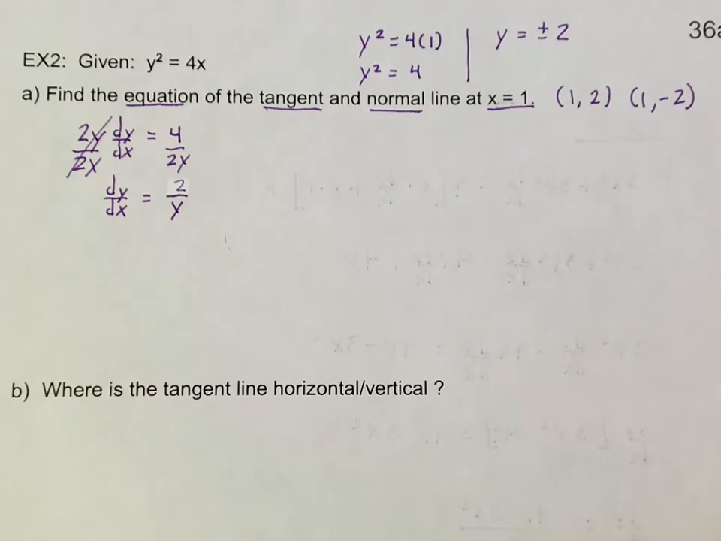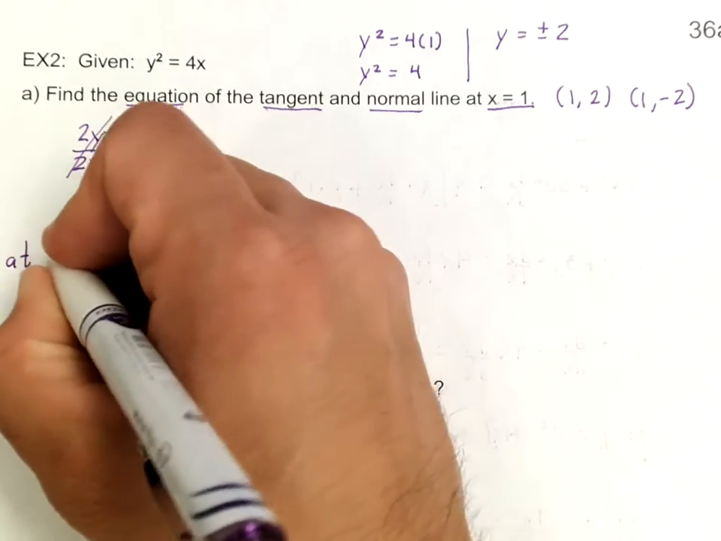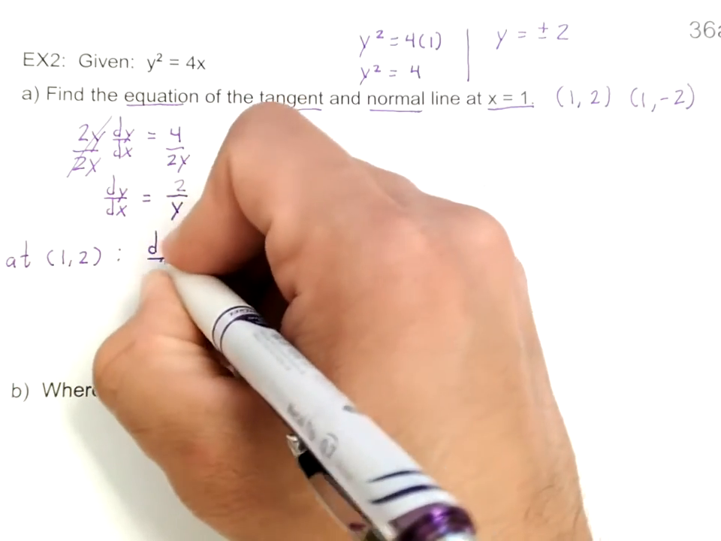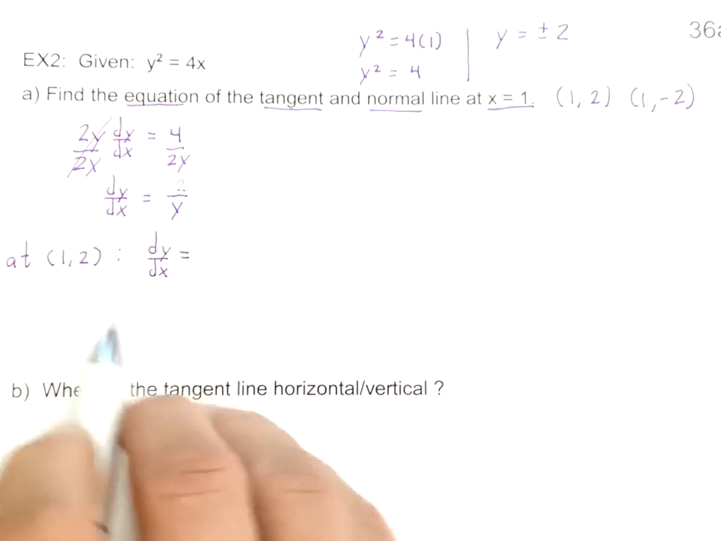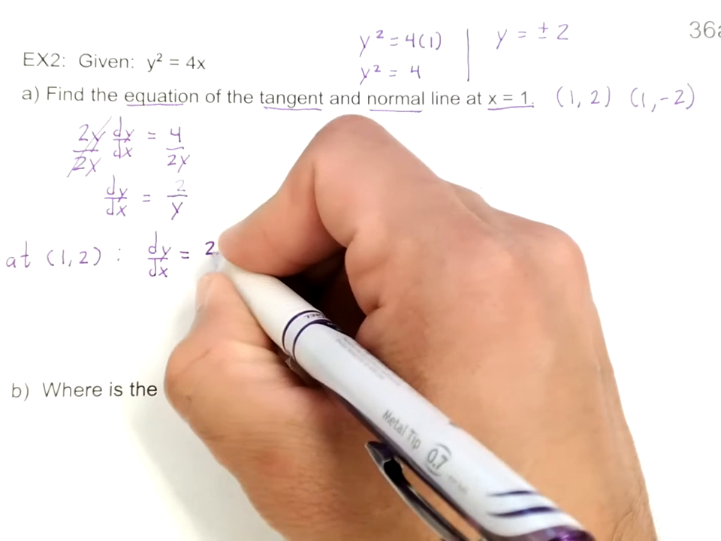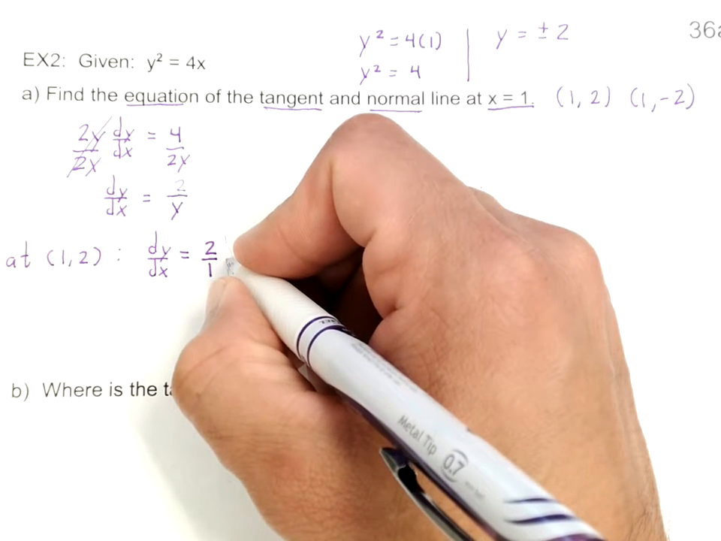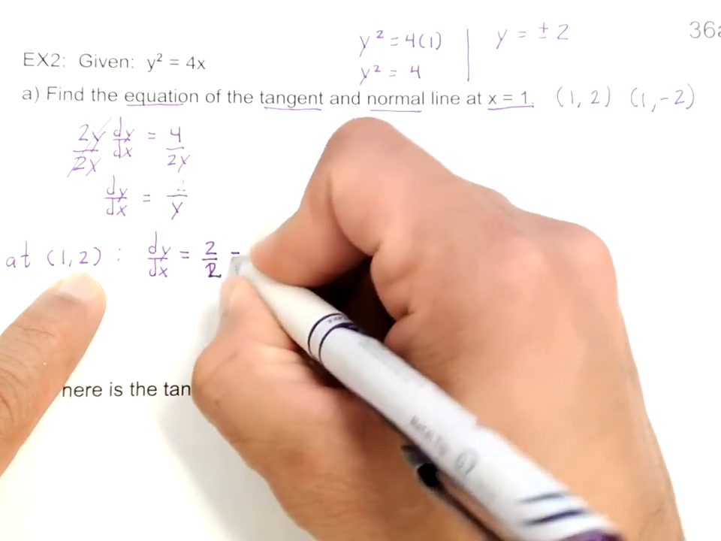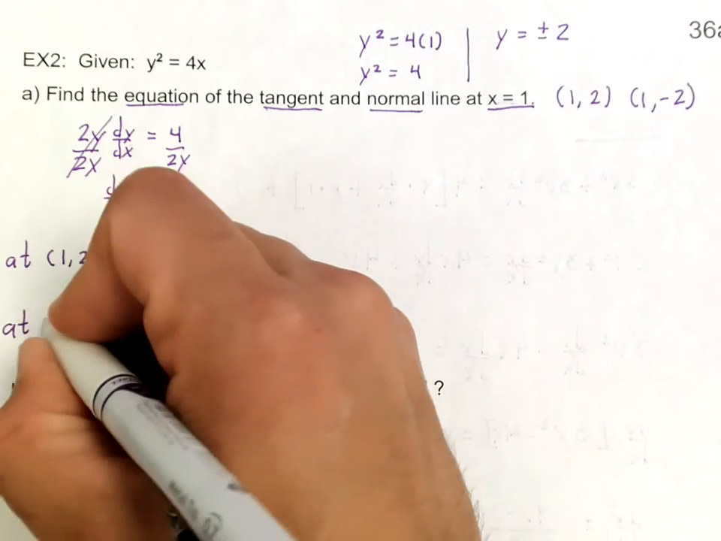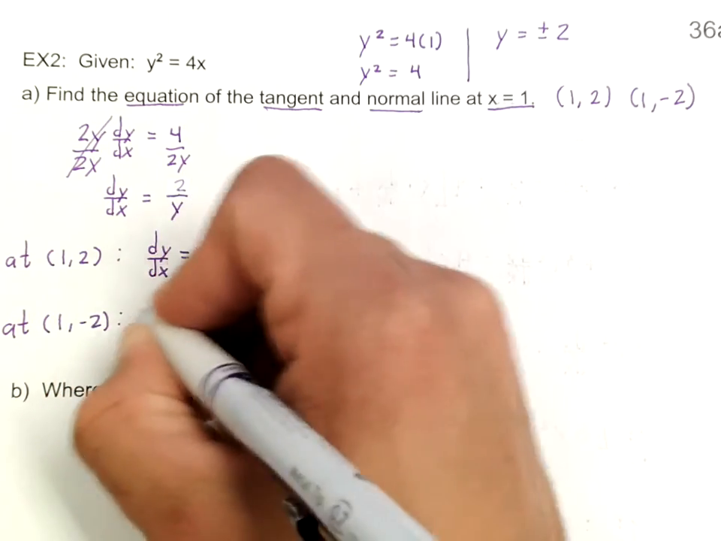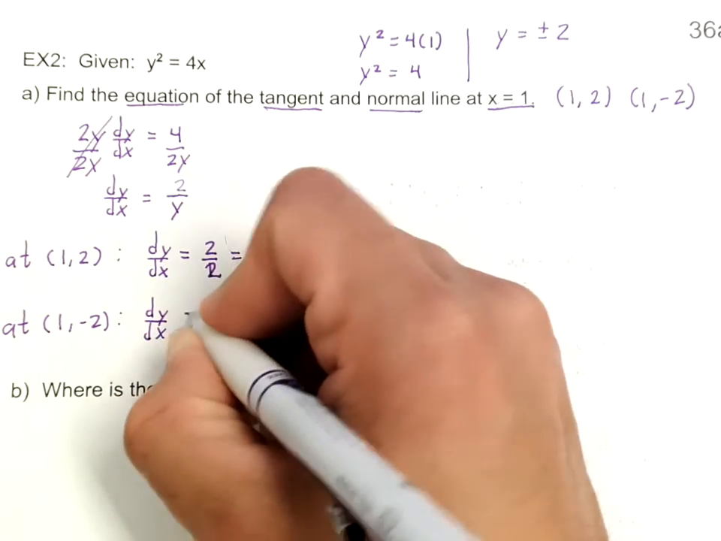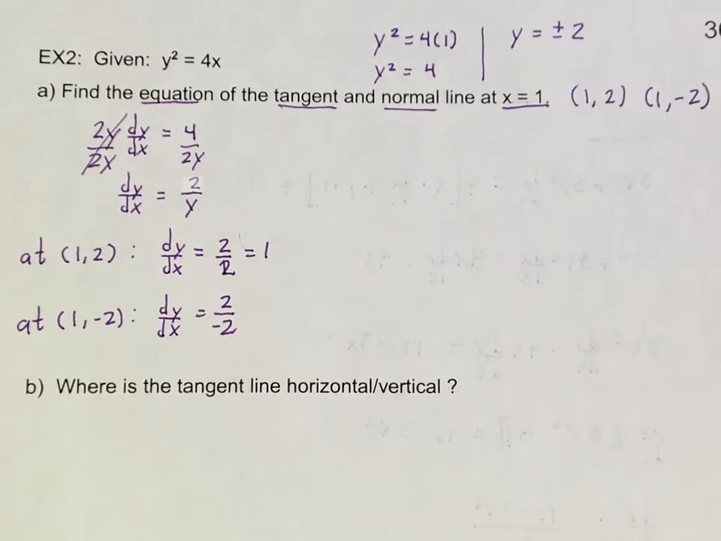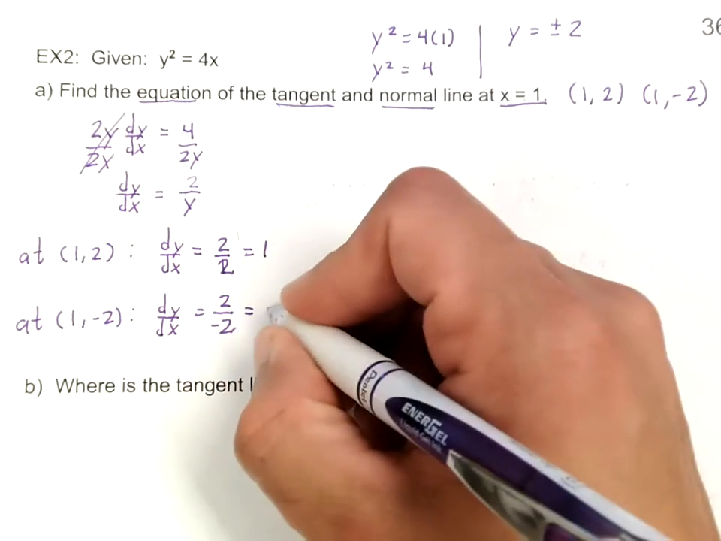So now to figure out the slope at (1, 2), let's see, if I plug in a 2 for y, I have 2 over 2, which is 1. And at (1, negative 2), I would plug in a negative 2 for y into this one. Notice that the derivative happens not to have an x term, so I don't have to worry about the x term here. But this would be negative 1.